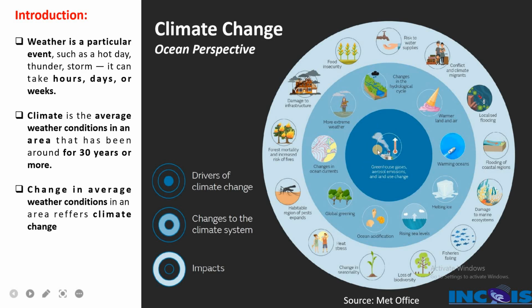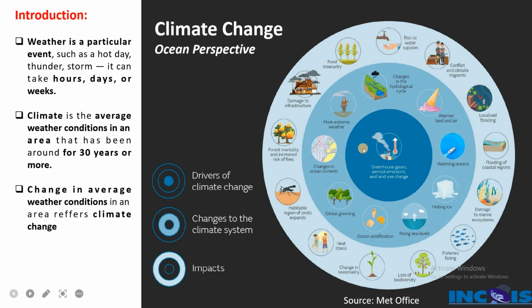Because of these major causes, what kind of changes can we see in the currently existing climate? Melting of ice, rising sea level, this kind of thing. This is shown in the second medium blue circle. When there is a change in the current climate, obviously you can get some consequences, some impacts. Those are shown in the third light blue circle: flooding of coastal regions, damage to marine ecosystems, risk to water supply, this kind of thing.